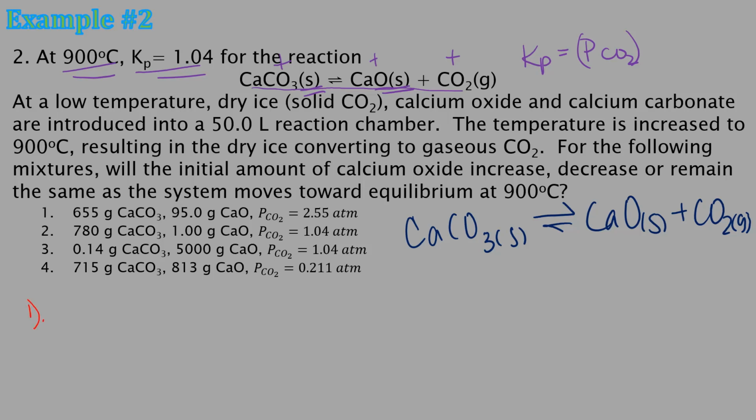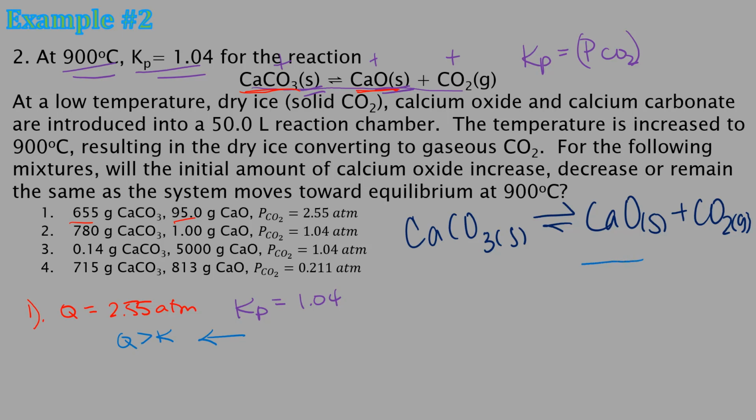So for number 1, I'm going to find Q. My Q is simply going to be 2.55 atm. They give you all of this to throw you off. It doesn't matter that you put that in the container. Now the calcium carbonate has to be in the container, and the calcium oxide has to be in the container if the reaction is going to shift one way or the other, but it doesn't affect equilibrium. So if my Q is equal to 2.55 and my K is equal to 1.04, then my Q is greater than K, and so the reaction is going to shift to the left.